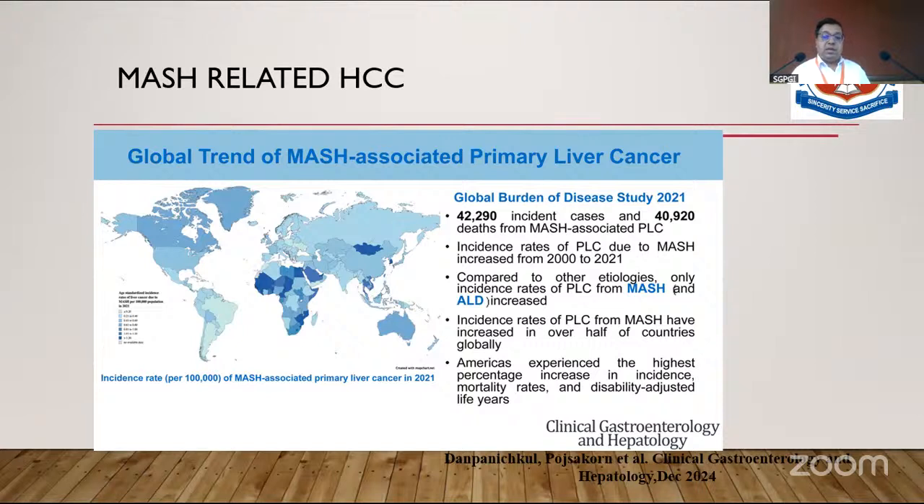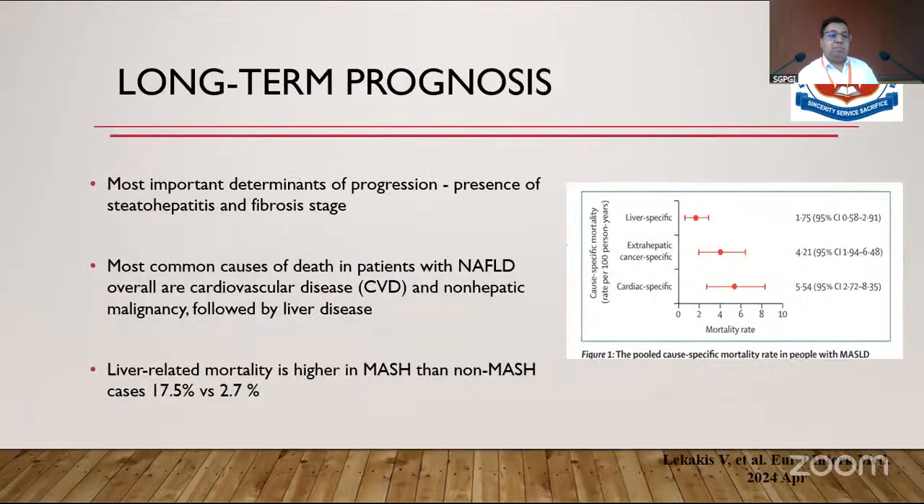The Americas experienced the highest percentage of increase in incidence, mortality rate, and disability-adjusted life years. The most important long-term determinant of prognosis is the presence of steatohepatitis and the fibrosis stage. The most common causes of death in patients with NAFLD overall are cardiovascular disease and non-hepatic malignancy, followed by liver disease. Liver-related mortality is higher in MASH than in non-MASH cases.